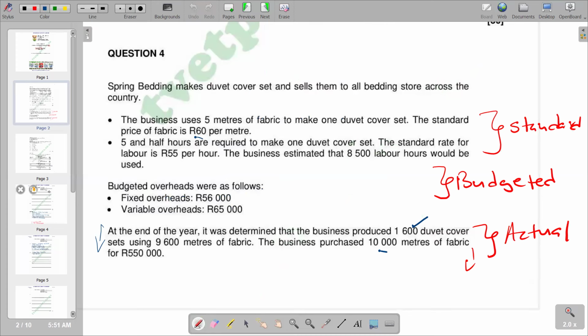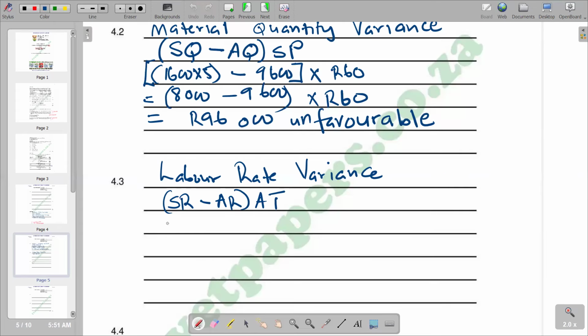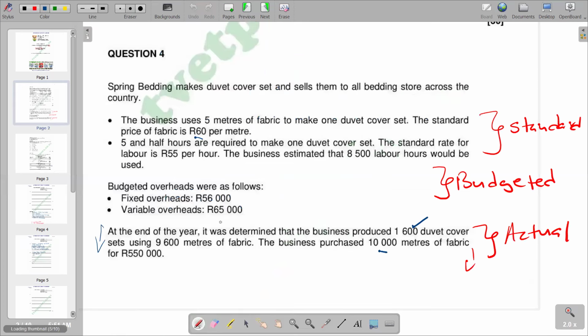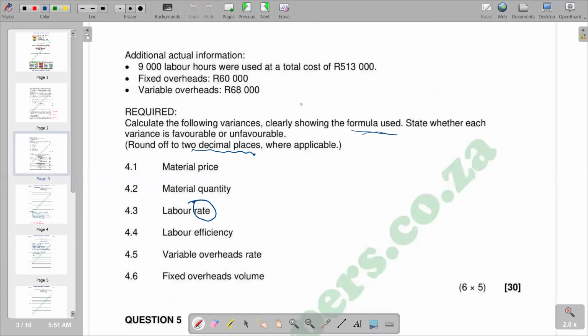So we come here. 55, we subtract our actual rate, for which we go to the actual section. We try to see the number of hours in the additional information. We are given that 9,000 labor hours were used at a total cost of 513,000 rand. So to get the actual rate, we say 513,000 divided by 9,000.